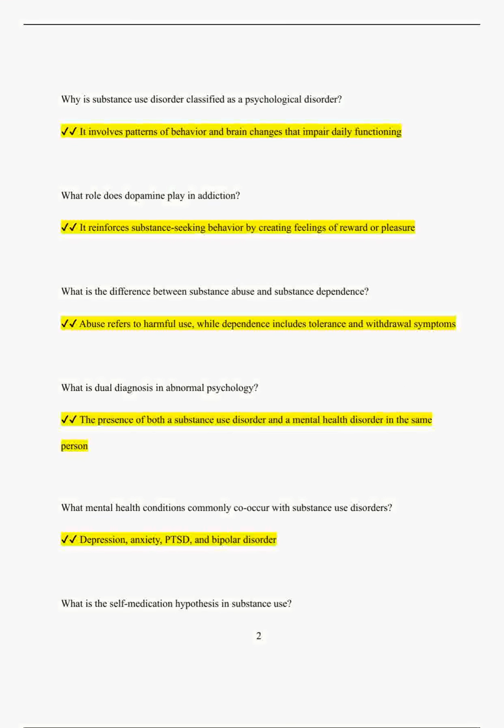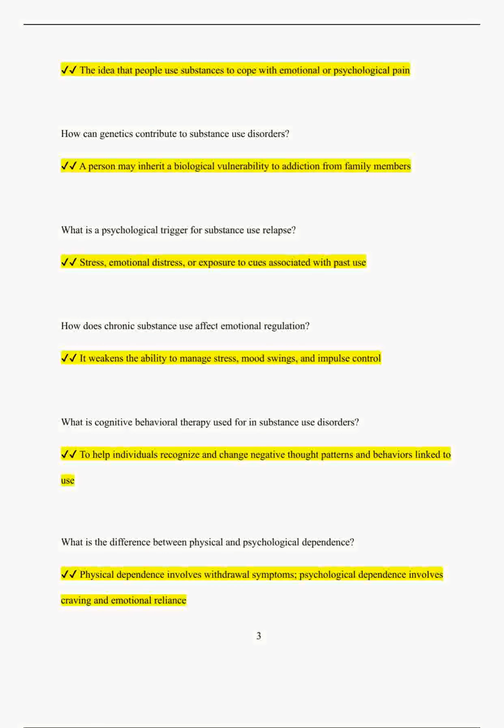What is the self-medication hypothesis in substance use? The idea that people use substances to cope with emotional or psychological pain. How can genetics contribute to substance use disorders? A person may inherit a biological vulnerability to addiction from family members.